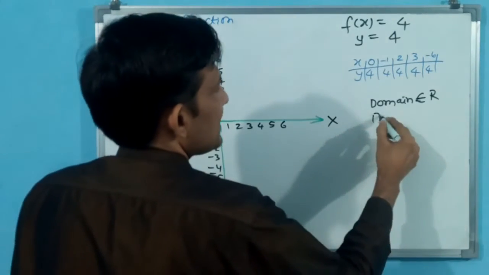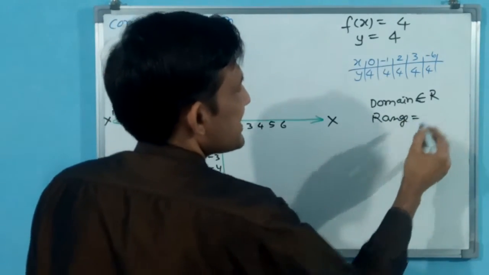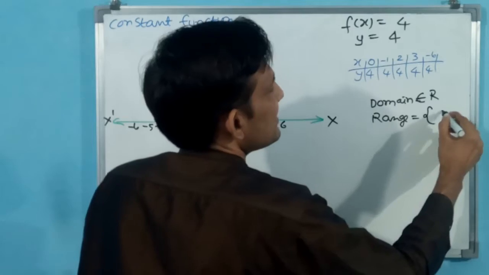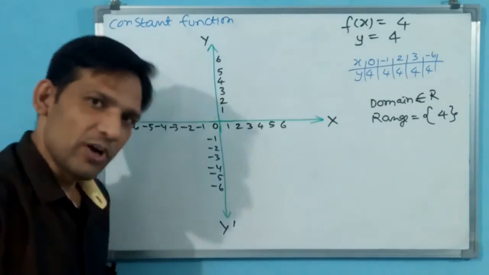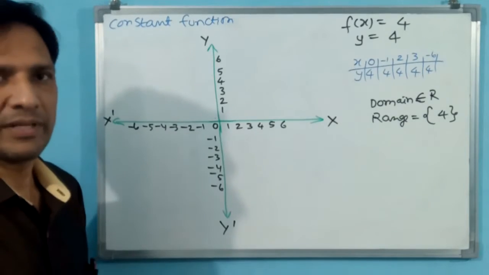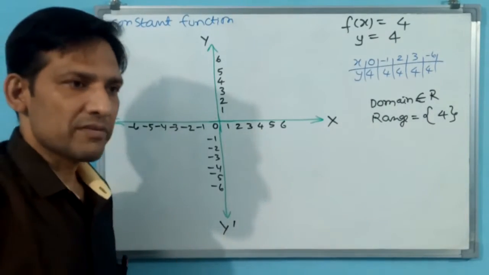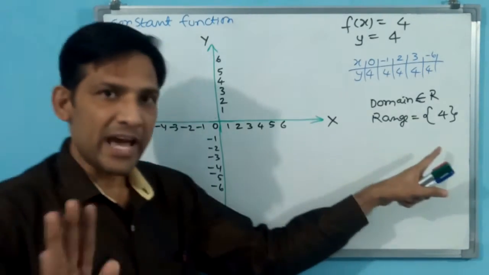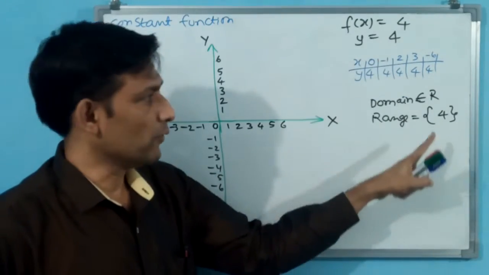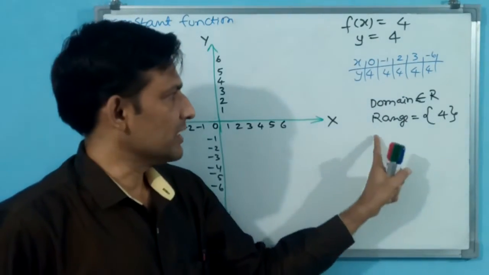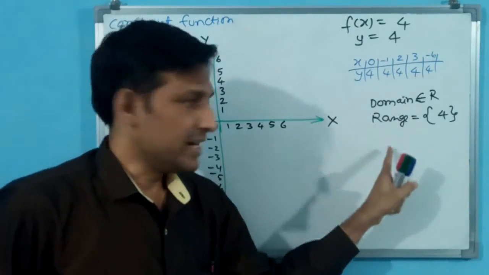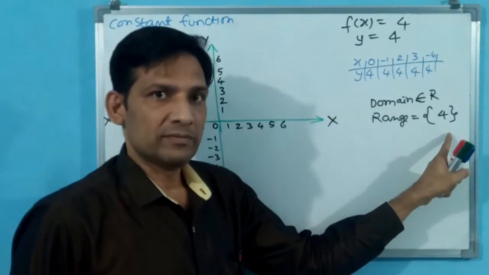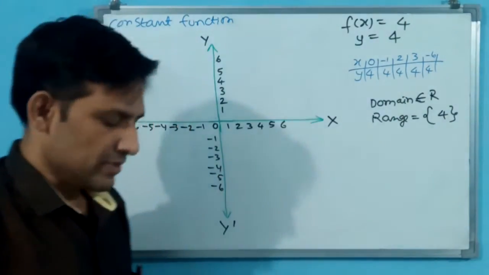But what about the range? Can you write the same real numbers? No. Here you have to write only 4. Why? Because except 4 nothing is coming. Then why write R? R means several numbers are there. Real numbers are broad, but here 4 is very narrow. Only one element, 4, is coming as output or range. That is why 4 will be the range for this constant function. If 5 is there, the range will be 5. Do you understand the concept?